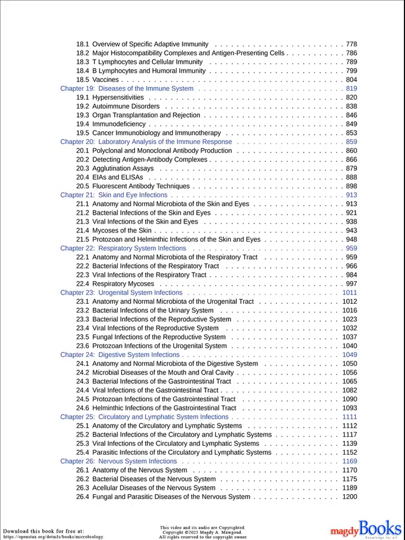Chapter 25. Circulatory and lymphatic system infections. 25.1. Anatomy of the circulatory and lymphatic systems. 25.2. Bacterial infections of the circulatory and lymphatic systems. 25.3. Viral infections of the circulatory and lymphatic systems. 25.4. Parasitic infections of the circulatory and lymphatic systems.